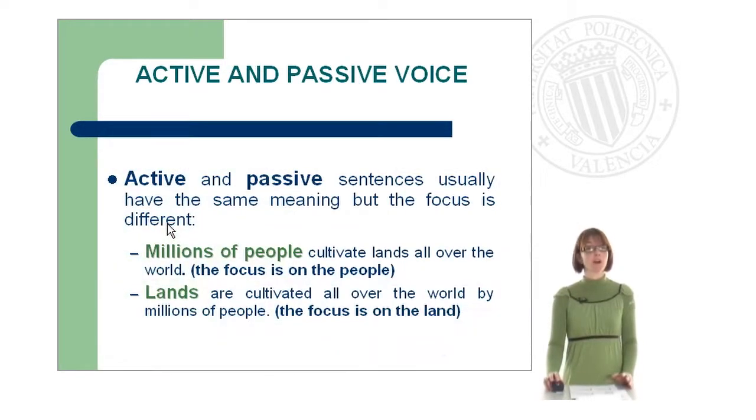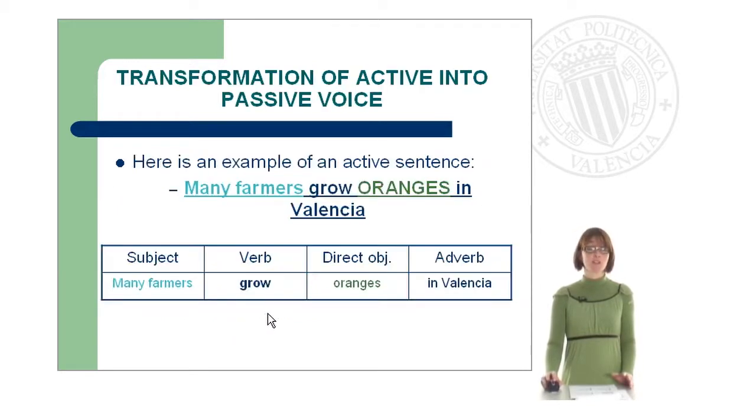First of all, let's have a look at the differences between active and passive voice. Normally, active and passive sentences usually have the same meaning. However, the focus is sometimes different. Let's have a look at the example on the screen. Millions of people cultivate lands all over the world. In this sentence, the focus is on millions of people. On the opposite, in the second sentence, which is a passive construction, we have: lands are cultivated all over the world by millions of people. Here, the focus is on the land, not on the people.